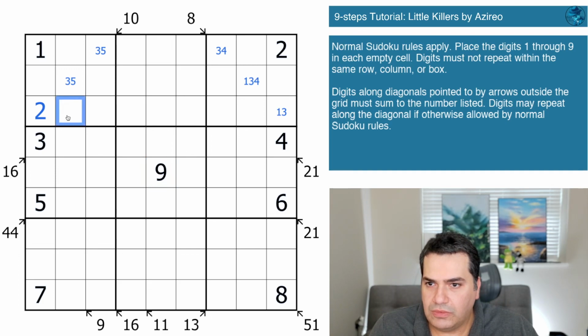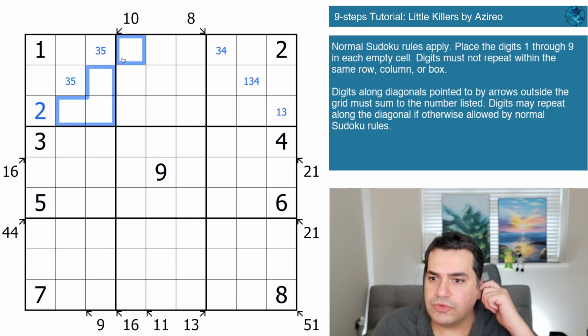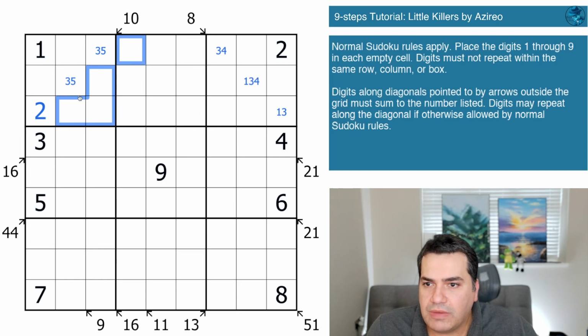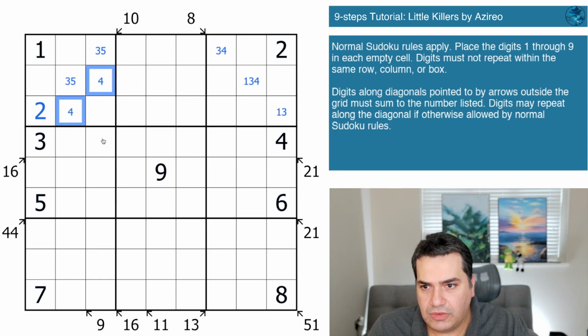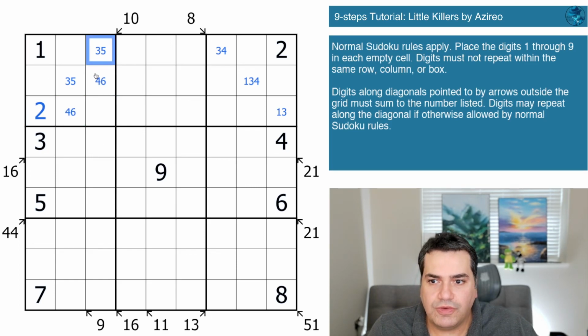So let's think about what these digits are. Remember, we can repeat digits here, providing we're not repeating in the same row, column, or box, as per Sudoku rules. If we think, for example, around this 2, the minimum we can make these is 4 and 6, because 1, 2, 3, and 5 are gone. So the next two lowest digits are 4 and 6. That already gets us up to 13.